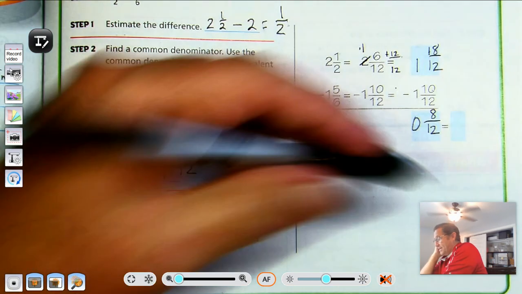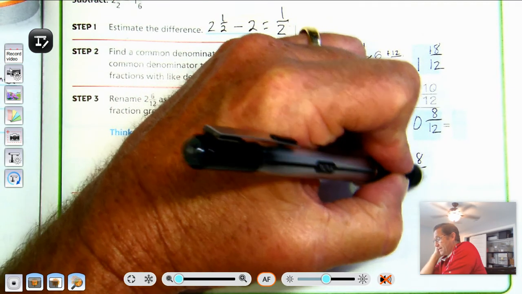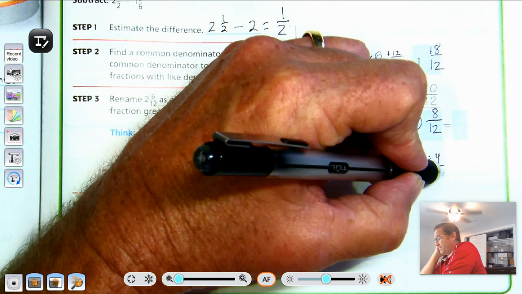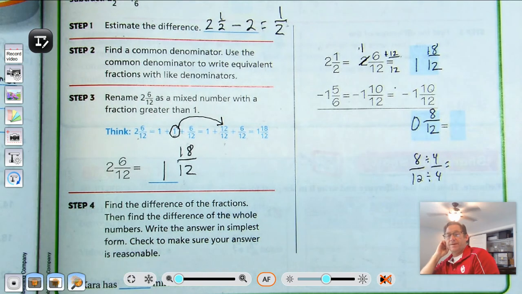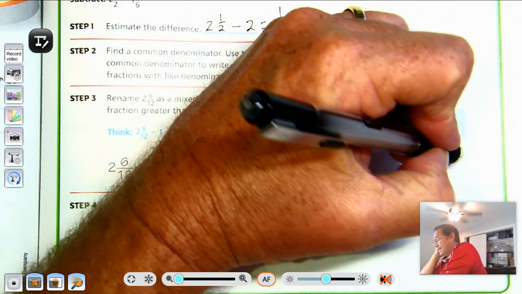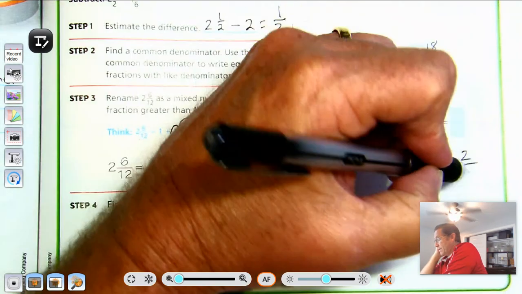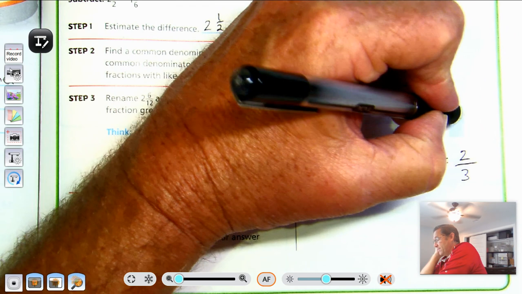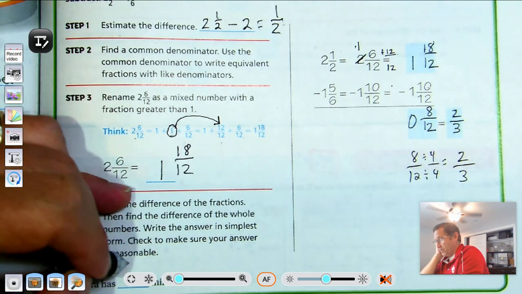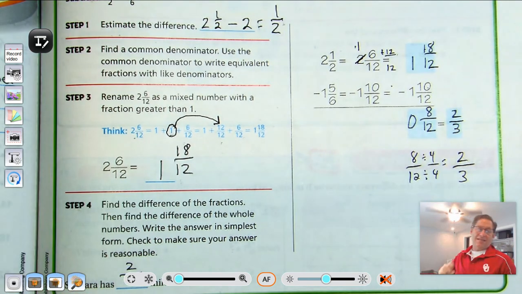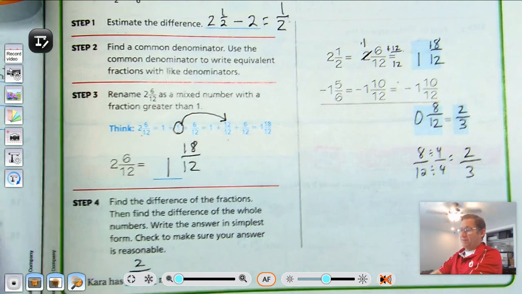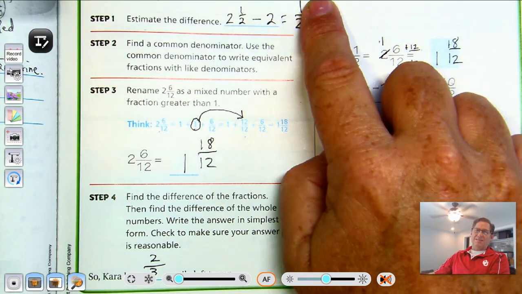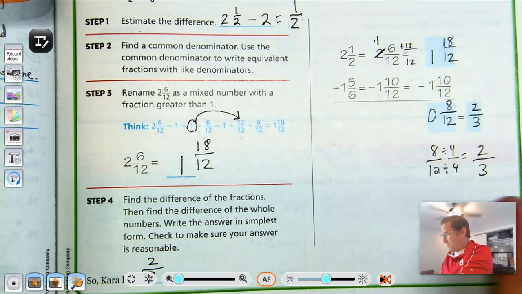Now we should notice that 8/12 has a common factor of 4, right? 4 times 2 is 8, and 4 times 3 is 12. So 8/12 simplified is 2/3. So she has just about a mile left to run. Our estimate was 1/2, so we're in the right neighborhood.